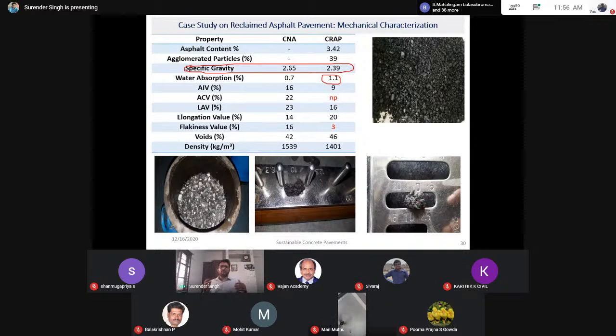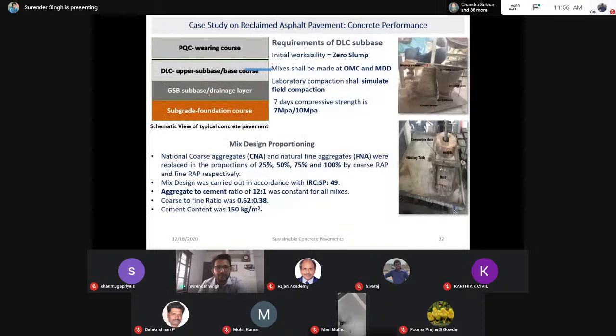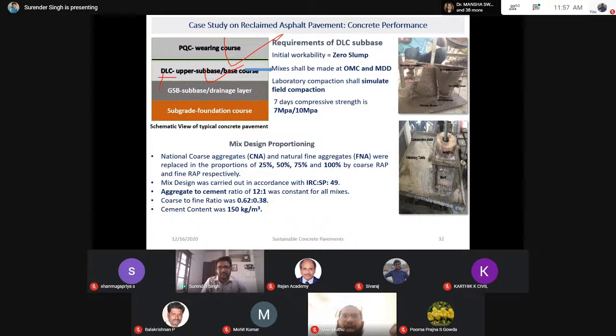So what to do? Can't I use it for the base course? In concrete pavements, we have the wearing course and the base course, similar to flexible pavement. But the base course is dry lean concrete. As the name suggests, dry means if you are keeping the concrete, it will stay like that only, a zero slump mixture. Lean means the strength is very, very less, 7 MPa or 10 MPa. So it's not a load bearing layer. Can't I use it? Because the stresses will be taken by the wearing slab. It's only for providing support during construction activities. Why can't I use it there?